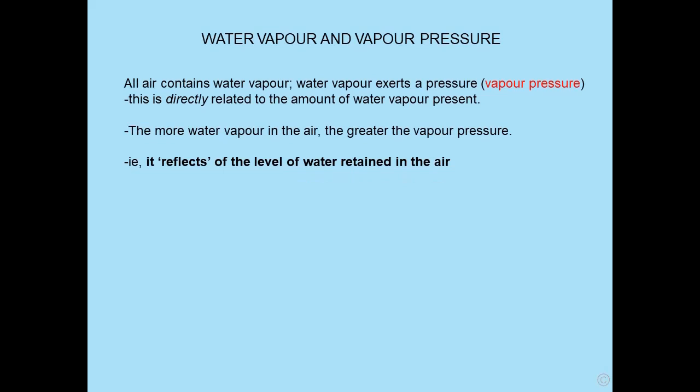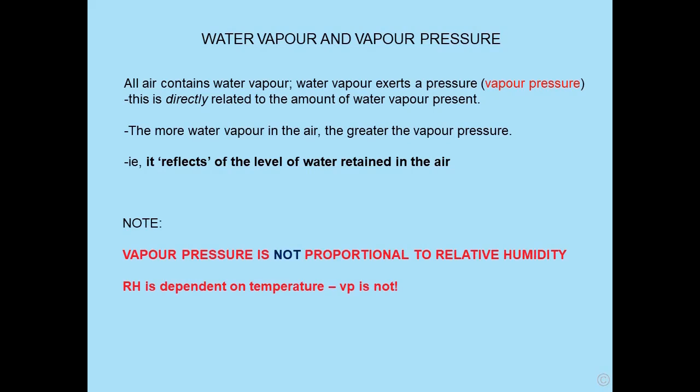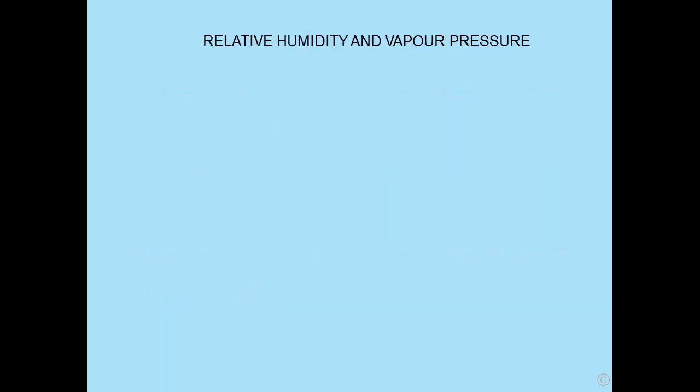All air contains water vapour, and this exerts a pressure, vapour pressure, and that is directly related to the amount of water vapour present. The more water vapour in the air, the greater the vapour pressure. In other words, it reflects the level of water retained in the air. However, it's important to appreciate that vapour pressure is not proportional to relative humidity. Relative humidity is dependent on temperature. Vapour pressure, measured as kilopascals, is not. Relative humidity and vapour pressure.